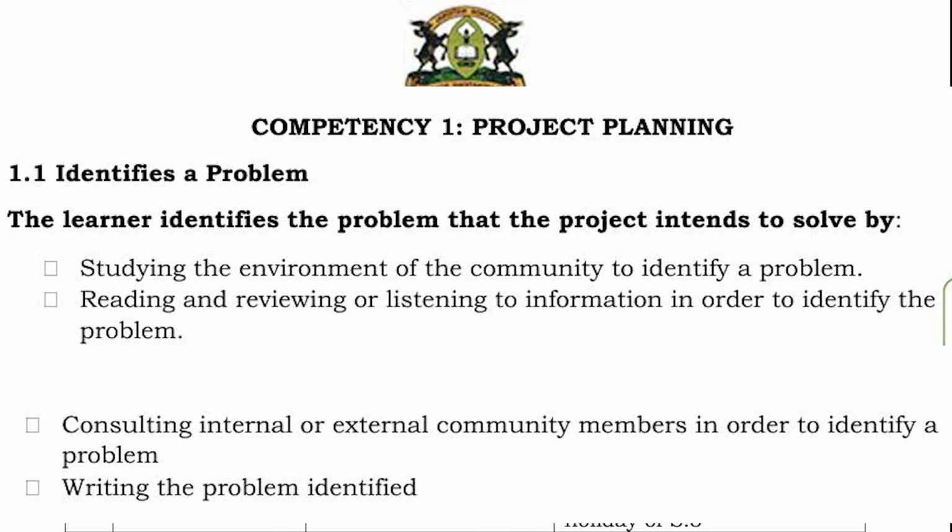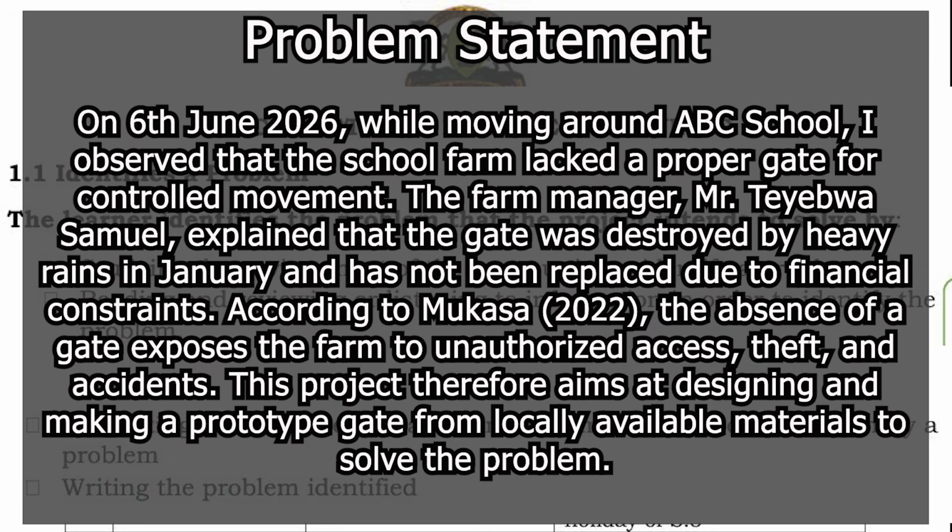So here is an example. But before I give you an example, let me give a background of the problem we are looking at before I give a problem statement. So I moved around the school, and I'll call the name of the school ABC. I moved around the compound of that school and found out that that school has a school farm, and the farm is fenced, whereas there is no gate. It is fenced, they are keeping animals in it, but there is no gate. So there is a problem there. So this is how I write my problem statement in relation to that scenario.